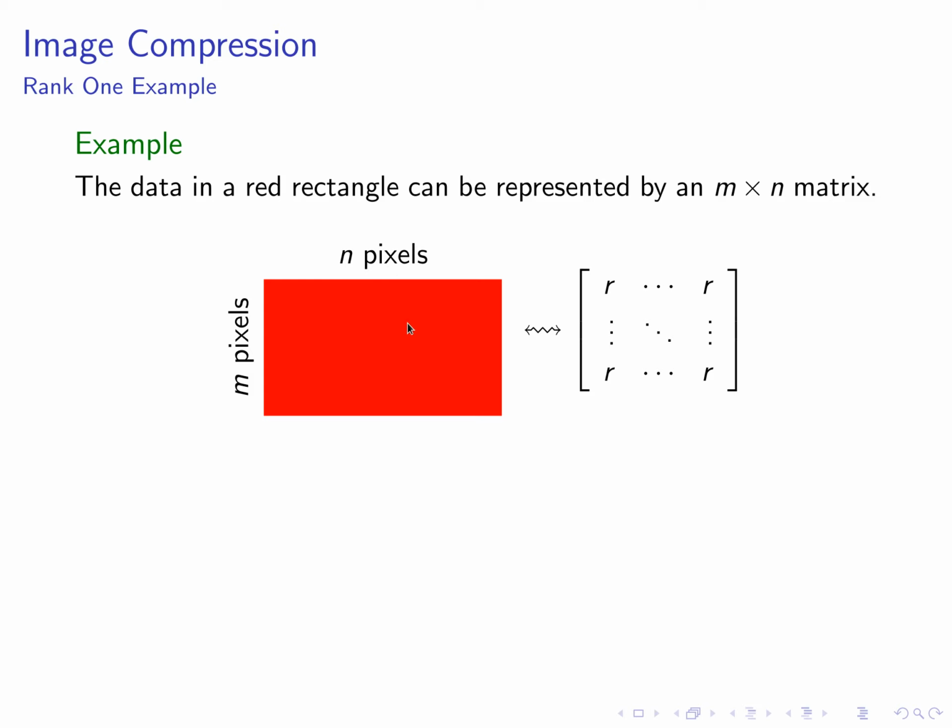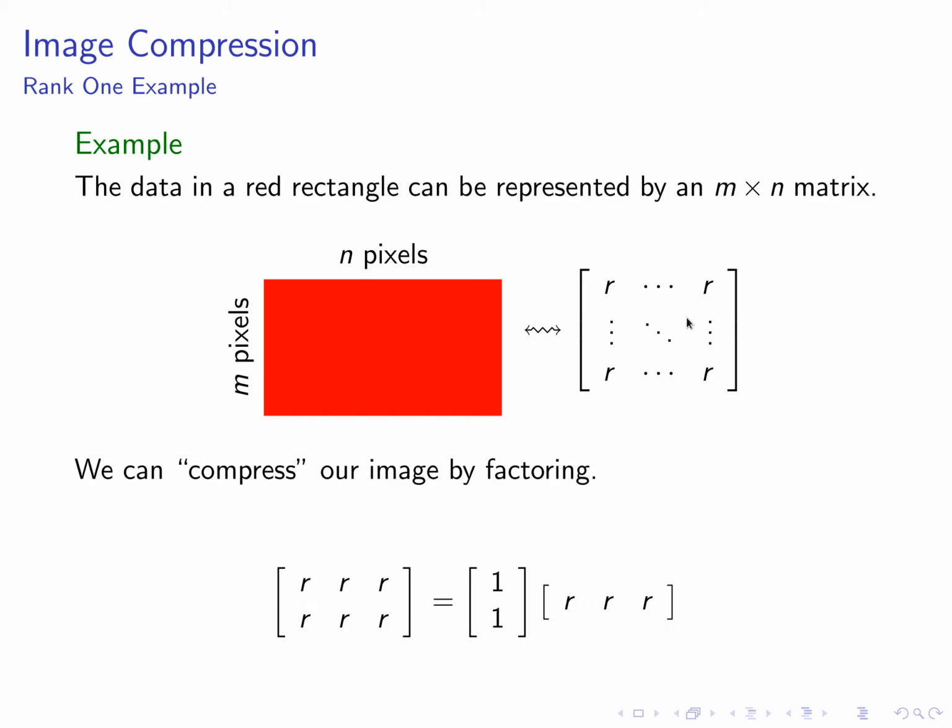Well, the first basic idea is that the data in this image can be represented by an m by n matrix. So this m by n pixel image that's just all colored red can be represented with an m by n matrix, where each entry in the matrix is the data of a red pixel, which I will just represent with the letter lowercase r here.